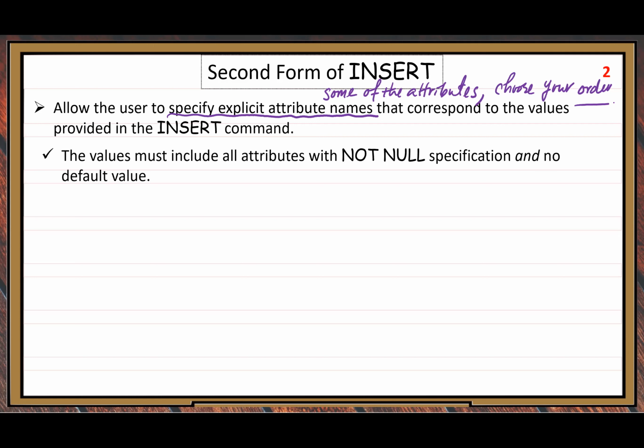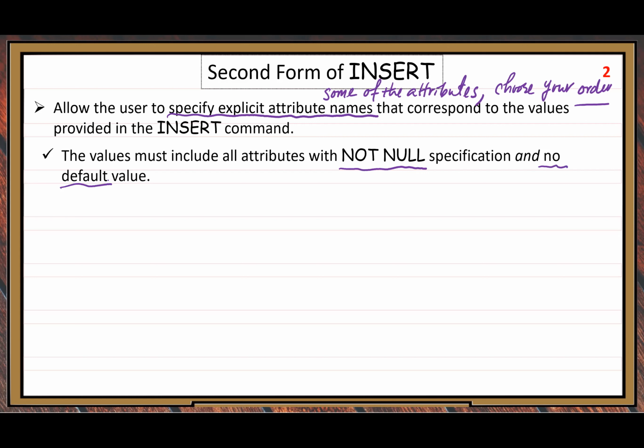But when you write in this version, you still need to pay attention to a few places. The first thing you need to pay attention to is that the values must include all attributes with a not null specification. Some of the fields in the definition do not allow null values, so there is a not null constraint, and no default value. Look at that requirement.